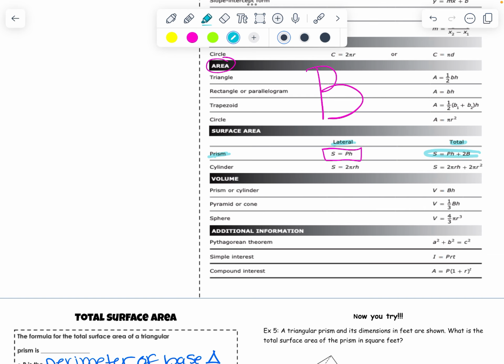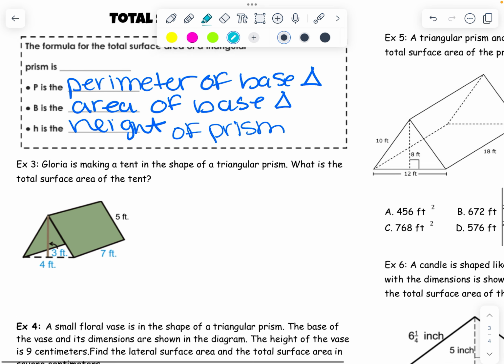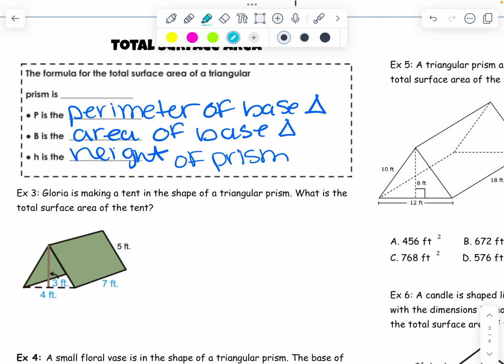Now we're going to use total, which is this formula. It is the same one that we use for rectangular prisms. The only difference now is that it's a different shape. Instead of being a rectangular prism, it's a triangle. All right, so I'm going to go ahead and write down that formula, which is S equals perimeter of the base times the height plus 2 times the area of the base.